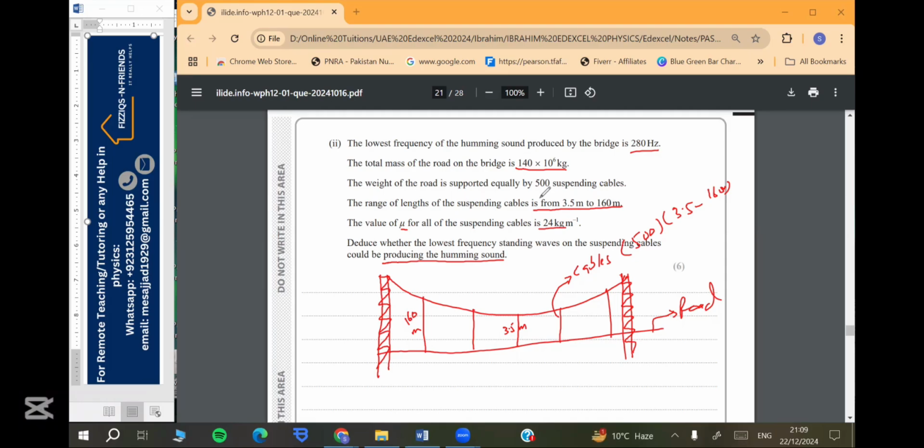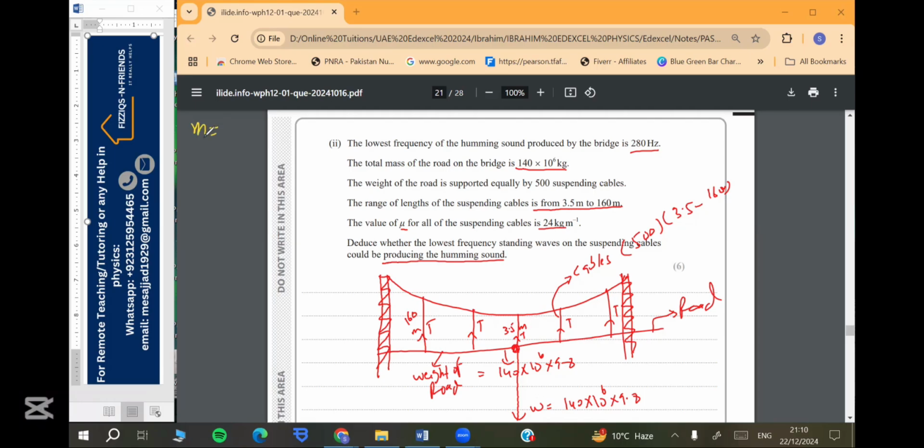So the total mass here is actually 140 into 10 raised to the power 6 times 9.8. So when we multiply by 9.8, all the weight of the road will be acting downwards like this. This weight acting downward will create tension in the strings in the upward direction. So there will be so many tensions in the string, right? And now we will see how we solve this question. It is a tricky question, so stay with me.